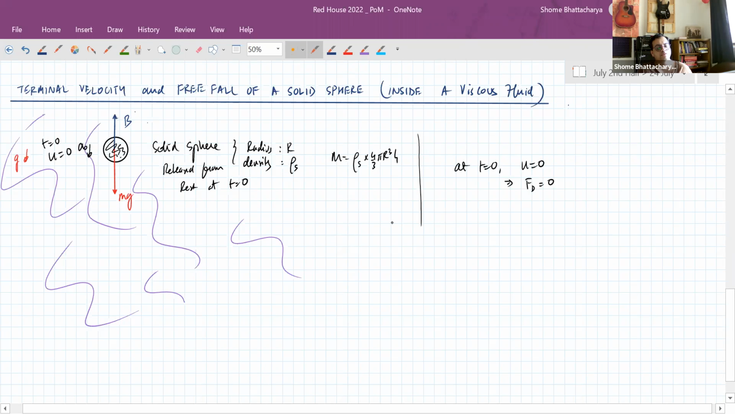Okay. So let's say the fluid has a density of rho L, and it has a coefficient of viscosity of eta. Okay. So at t equal to 0, only weight and buoyant force are acting. So mg minus buoyant force is equal to mass into acceleration. Okay, B is of course buoyant force.